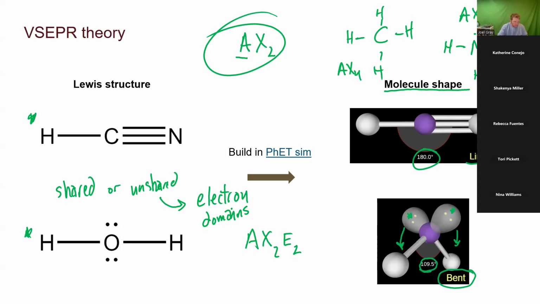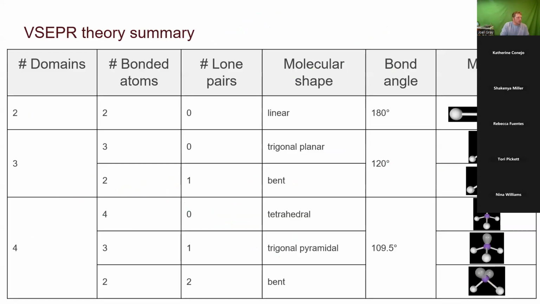Okay, now I want to show you this next table, and we're going to look at different aspects and elements of it. So if we look at this right here, our first column gives us our number of domains. We just looked at HCN. That would be an example of a molecule that has two domains. It had two adjacent atoms. So we had A for our central atom, and then X2. This table breaks it down into number of bonded atoms or lone pairs of electrons.